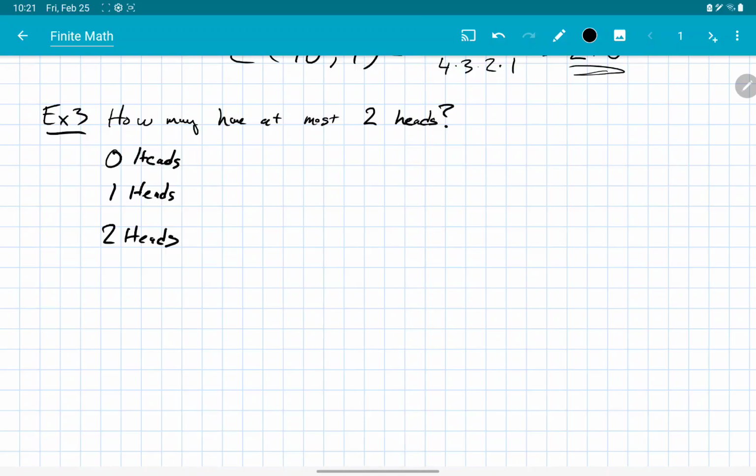Is that clear? Okay. So, how many coin tosses have 0 heads? All tails. How many outcomes have that? 1. Yeah, Angie, you're right. That's just 1. So there's 1 outcome with 0 heads. Okay, how about 1 head?